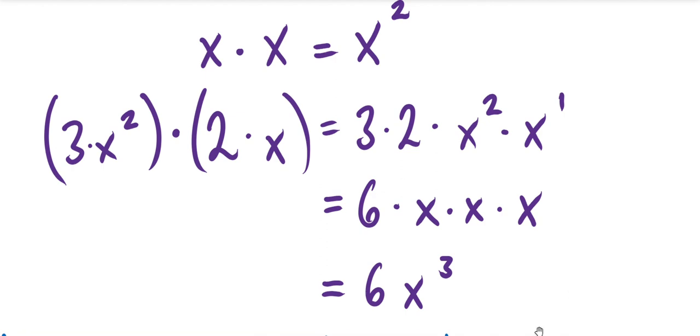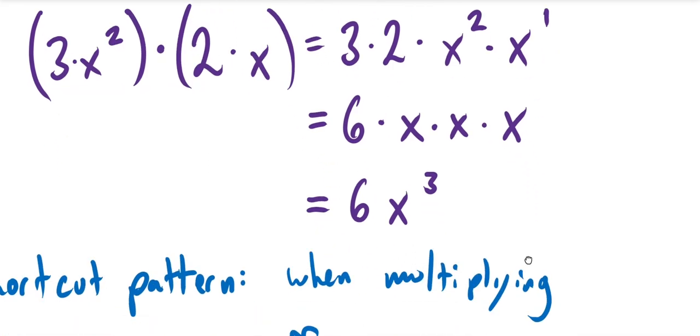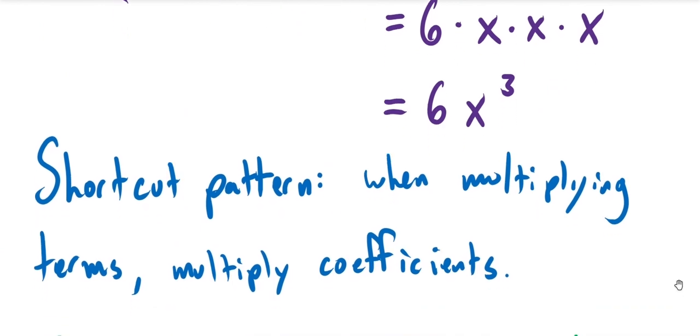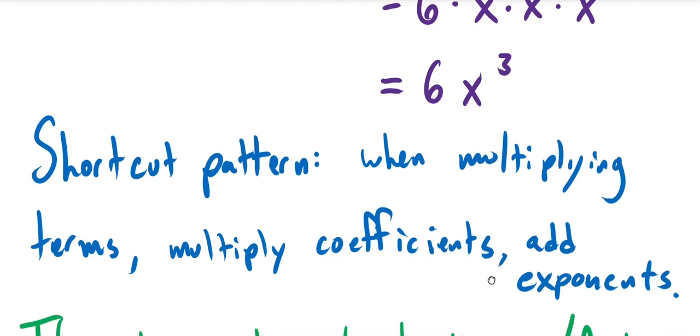And let's just reflect on what that pattern might tell us here. If I multiply 2 terms together, I had the product of their coefficients up front, and I had the sum of their exponents, because that says how many times we multiplied by x. So let's identify a shortcut here. When we're multiplying terms, you multiply the coefficients, and we add the exponents.